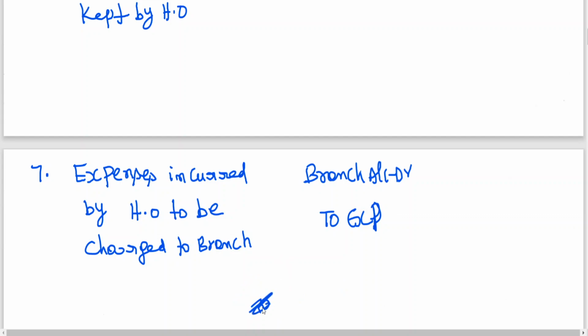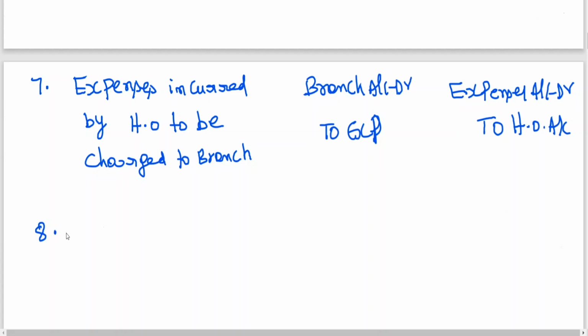Here you can guess easily. The expenses of whom? Branch. Expenses account are. Who has given these expenses? Head office.